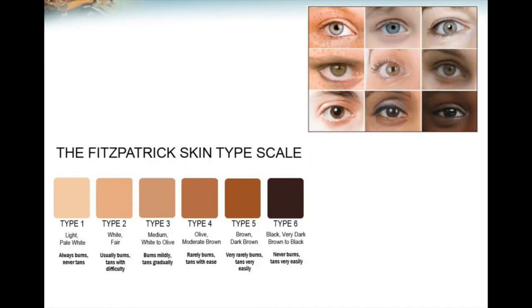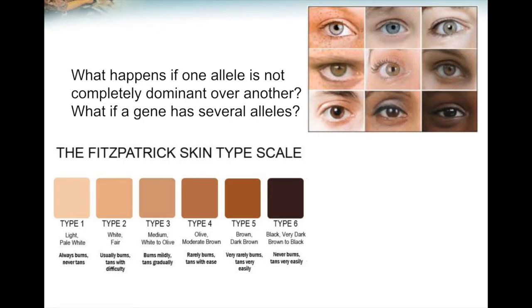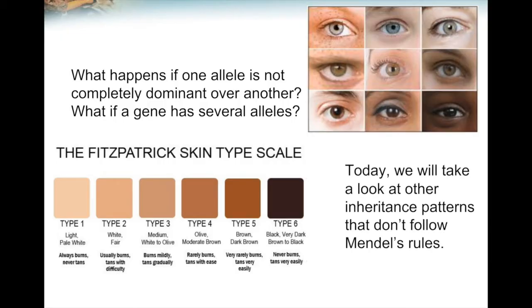The thing is, not all traits act like that. What happens if one allele is not completely dominant over the other? Or what if there is a gene where it has many alleles, not just 2 versions, but many? For instance, eye color. There's not just 2 alleles or versions, there are many different types of eye color. Or skin color too. There's not just 2 versions or alleles for skin color, there's many. So today what we're going to be taking a look at are other types of inheritance patterns that don't follow Mendel's rules of complete dominance, where there's only 2 versions, 2 alleles, and one is dominant to the other.